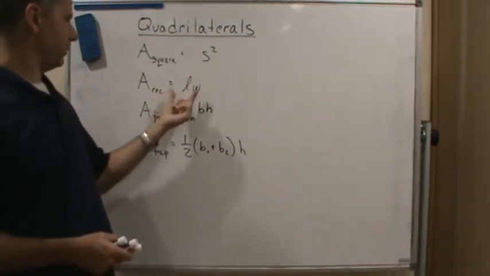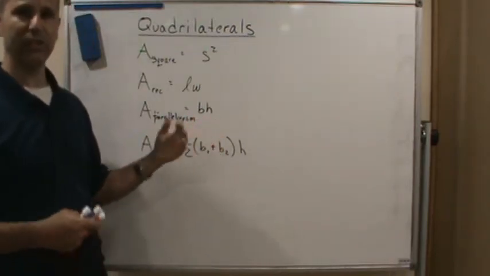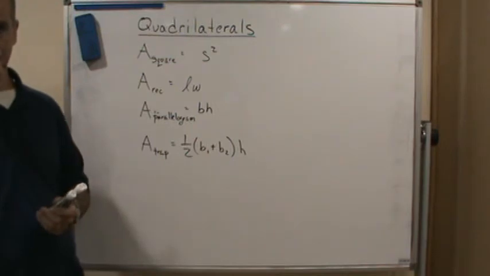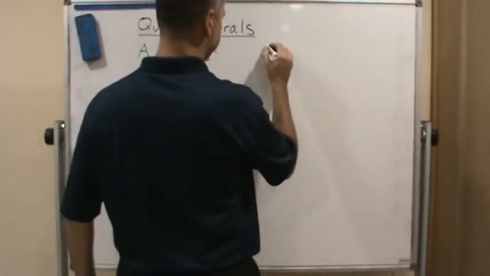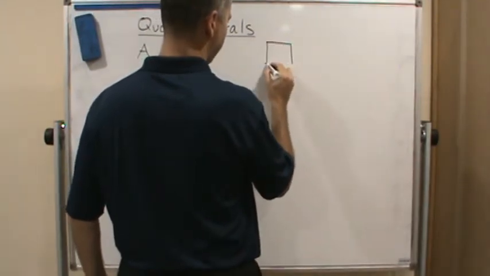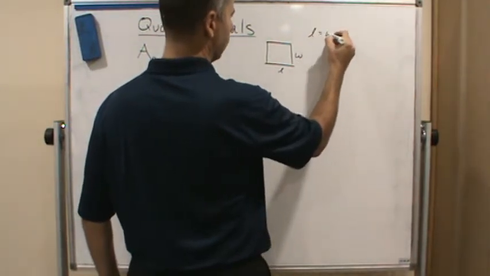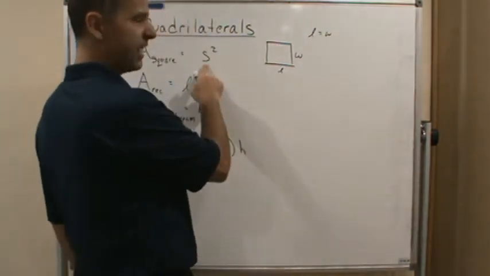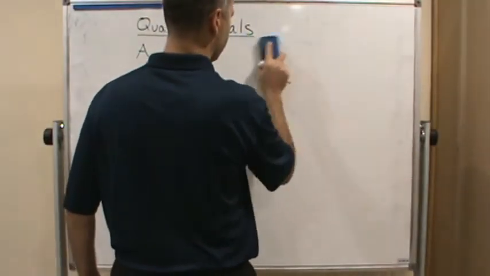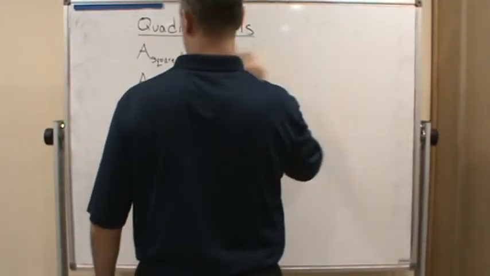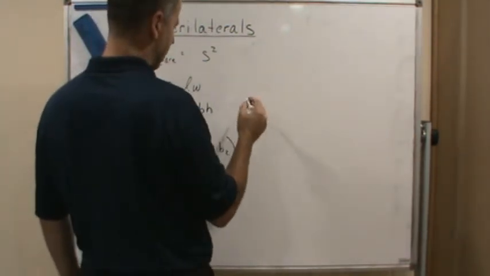The area of a rectangle, same, length times width. A parallelogram is base times height, which is the same thing as length times width of the parallelogram. So for example, here's a square, and you could call this the length and the width, where L is equal to W. So you just get the side squared, okay? And again, if it's a rectangle, then it's just length times width.